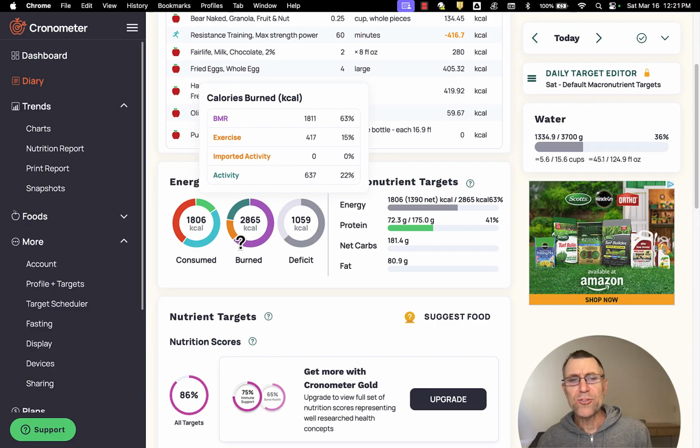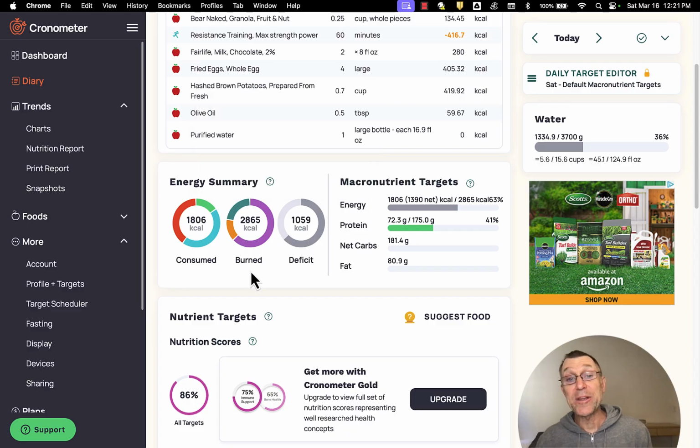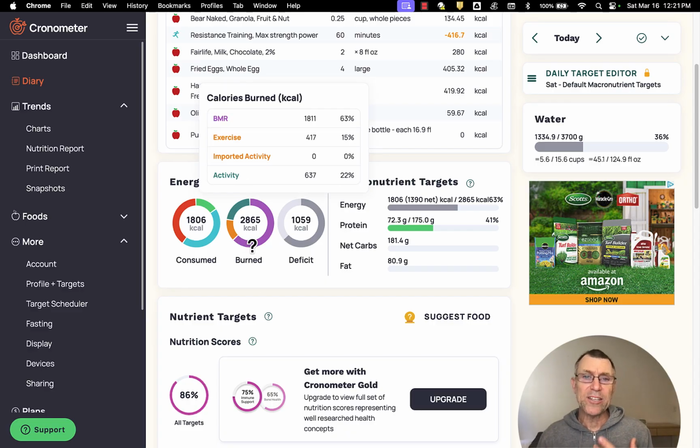If I go one graph to the right here, this is how many calories I've burned today. I won't get too deep into the details of this, but it adds our basal metabolic rate, the purple data, and adds in exercise, which was my resistance training, 417 calories there. I didn't import any activity. I didn't use my Garmin or any other type of wearable that can do that.